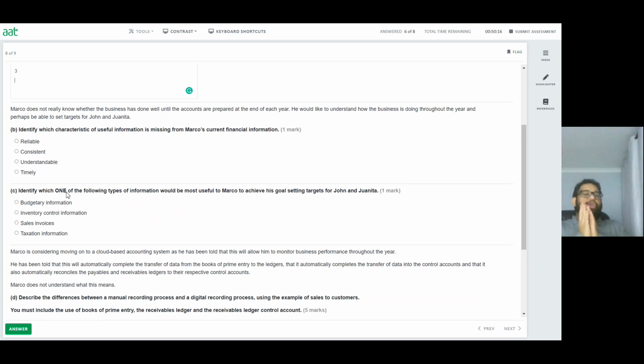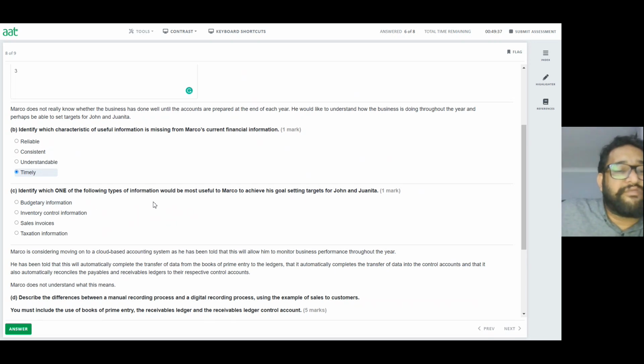If you look at that here, you don't have the data in a timely manner, because if you wait until your accounts are prepared at the end of each year, you don't have timely data, because you can do data in between the year as well. You can do a statement of financial position, but if you wait until the end of the year, you have not enough timely data to set tasks or targets for John and Jonita. Reliable, no; consistent, no; understandable, no. Timely is the most important thing, because you have to wait for the whole year. So it's not good enough.